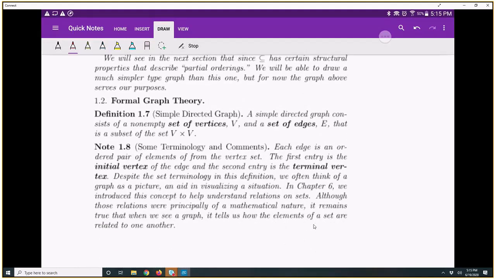Okay, another definition will be that of a simple directed graph. A simple directed graph consists of a non-empty set of vertices. We're often going to denote the set of vertices by capital V, and a set of edges, which we'll often denote by capital E, that is a subset of the set V cross V. So all of the examples we've seen so far are simple directed graphs.